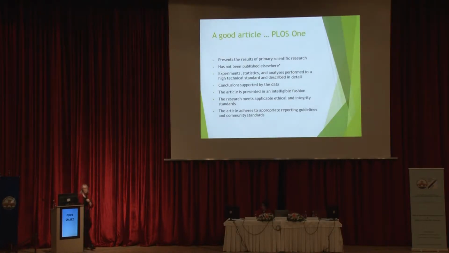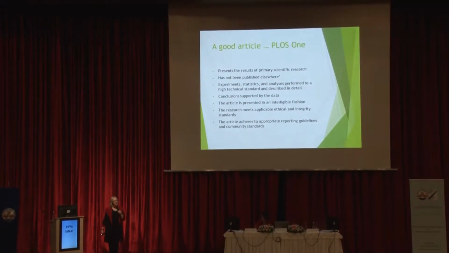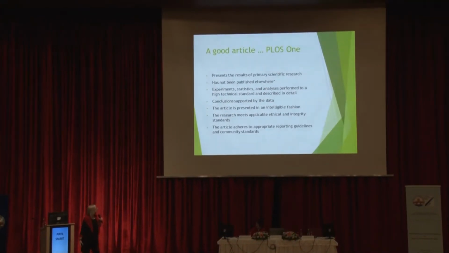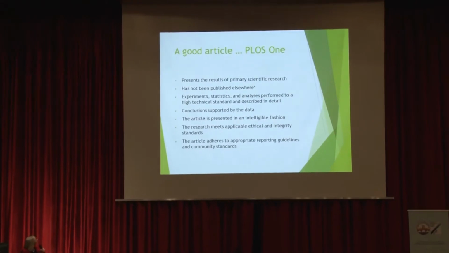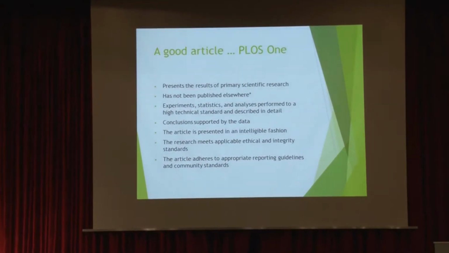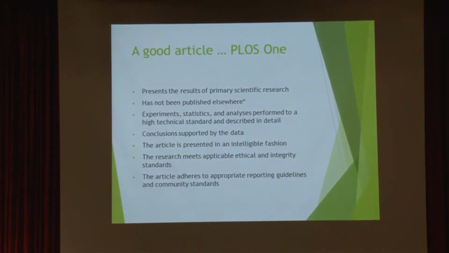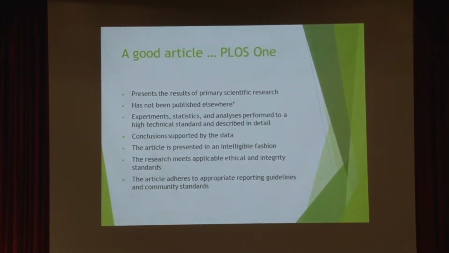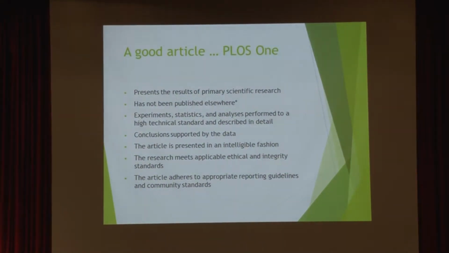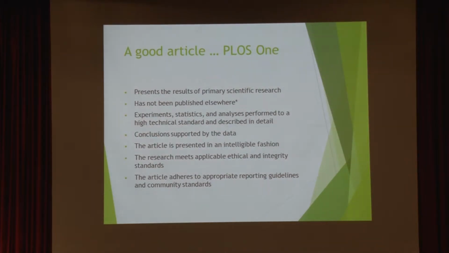So PLOS ONE has a very useful bullet point list on their website about what makes a good article. At the top, they say for them it's primary research. That's what they're looking for. And this goes back to what I was talking about before lunch, about checking the author guidelines and making sure you're selecting the right journal. They also want something that is new, that has not been published elsewhere.